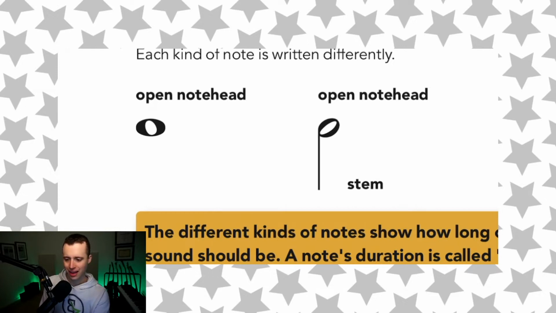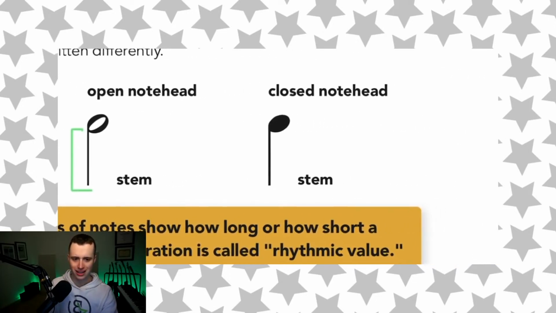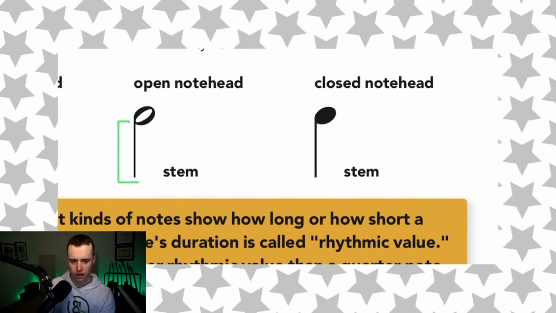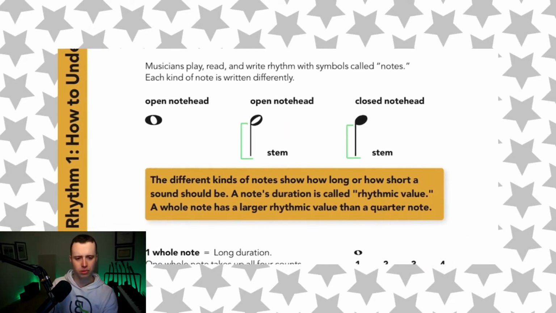And then we have a stem. Now the stem is this line right here that comes down from the note head. So we have an open note head and a stem. The last type of note for us to look at is a closed note head. So this is called a closed note head because, as you can see, the whole note head is colored in. So that's a closed note head. And the closed note head can also have a stem. So we have an open note head that is pretty much level, an open note head that's tilted with a stem, and then we have a closed note head with a stem.